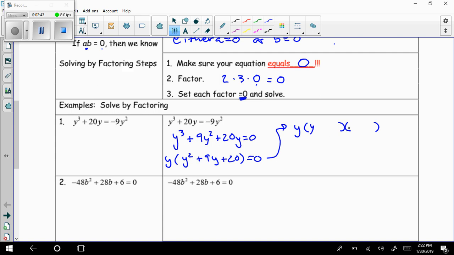So we have y and y. 20 is 2 and 10, or 4 and 5. Well, 4, 5 will give us the 9. So plus 4 plus 5, this is equal to 0. So again, keeping this in mind up here, that we want any of our factors to be 0, and that makes this entire thing go to 0.